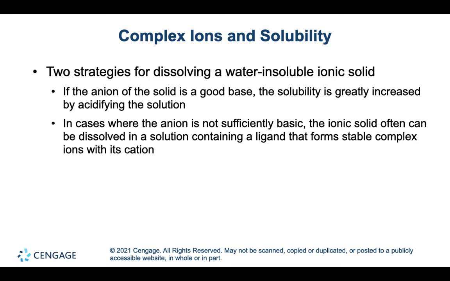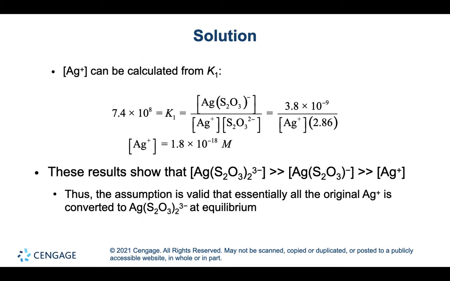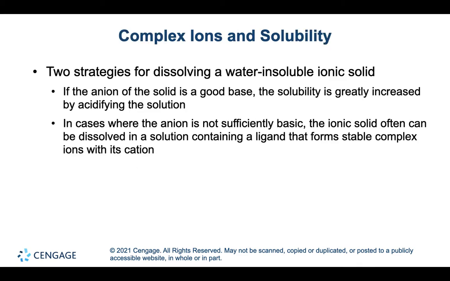This can actually be used to dissolve something that's insoluble as an ionic solid. For example, if you've got some silver chloride and you want to dissolve it, what you can do is you can get your silvers to dissolve by adding the thiosulfate to it, for instance. So this in fact gives us a second strategy for dissolving something that's normally insoluble in water.